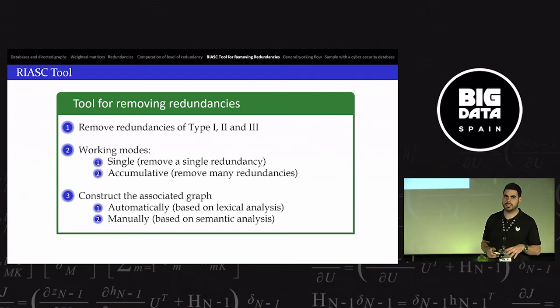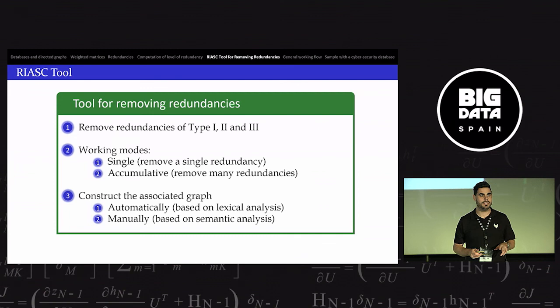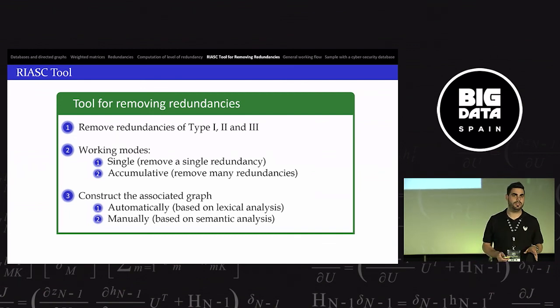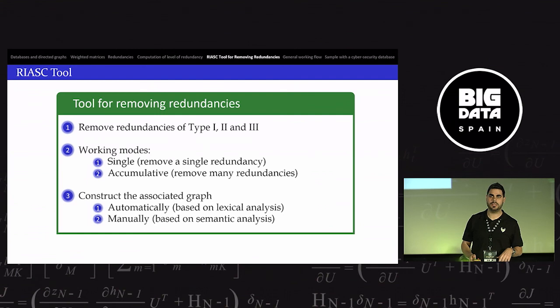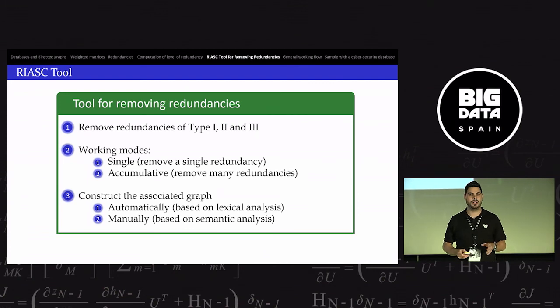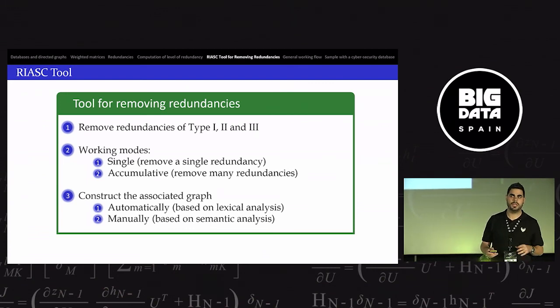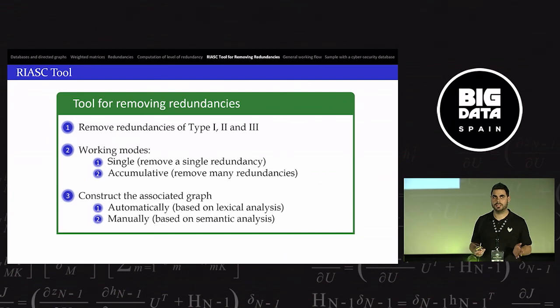The first one allows the user to remove the 3 types of redundant variables that he just mentioned, computing the total level of redundancy. Second, it can work in 2 different ways: a single one, in which the user can remove only 1 type of redundancy each time, and the cumulative one, in which we can concatenate several types of redundancy and delete them at once. And finally, the tool is going to generate a graph with graphical information about the variables in the cleaned database.